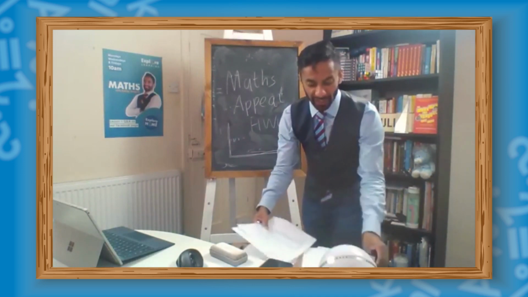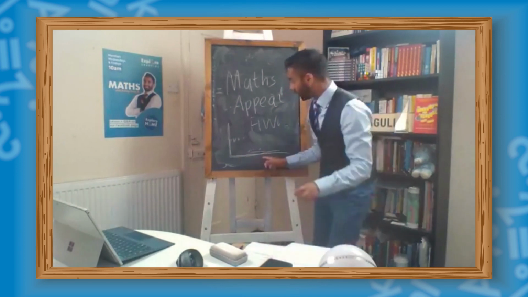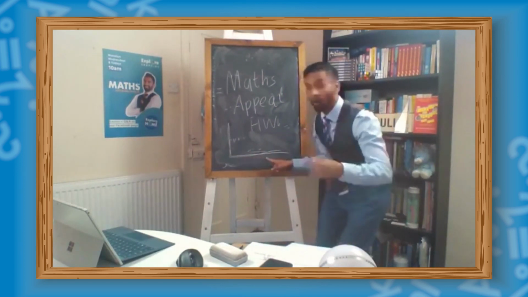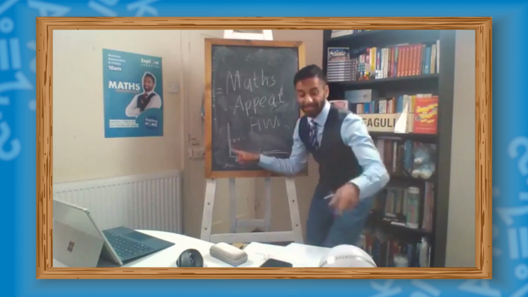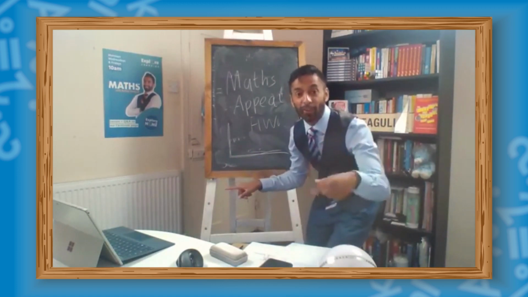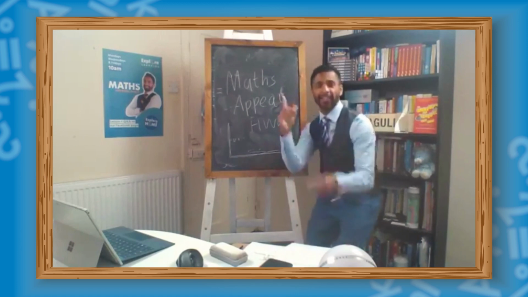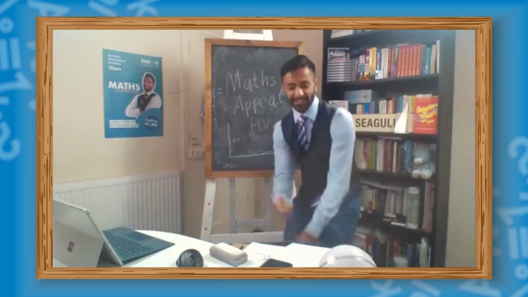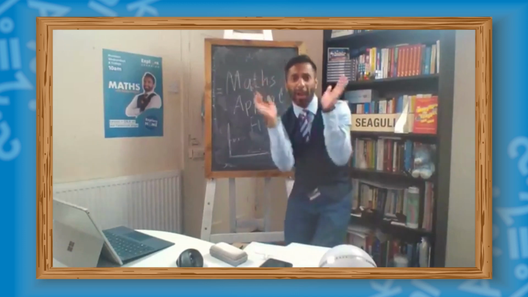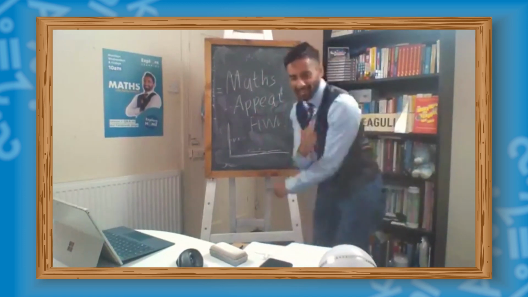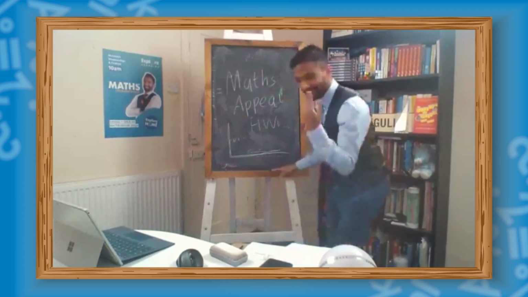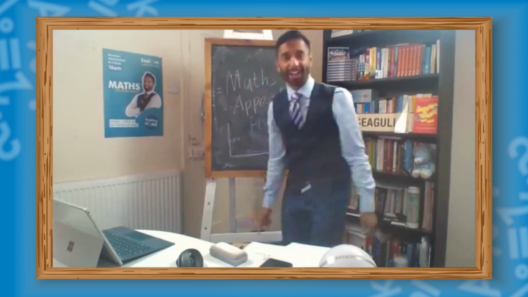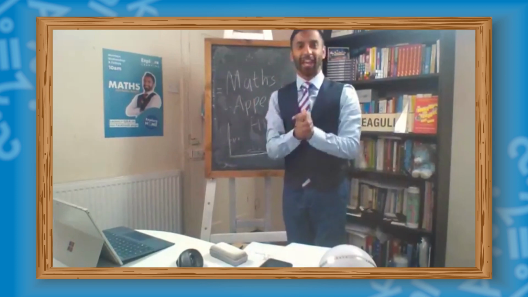Don't forget, remember the little wrap for the graph: time is independent. Time is on the x-axis. Distance is dependent. Distance on the y-axis. There we go.